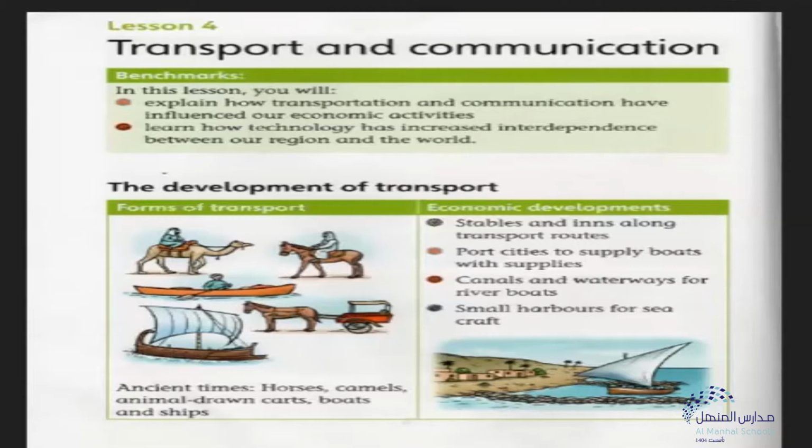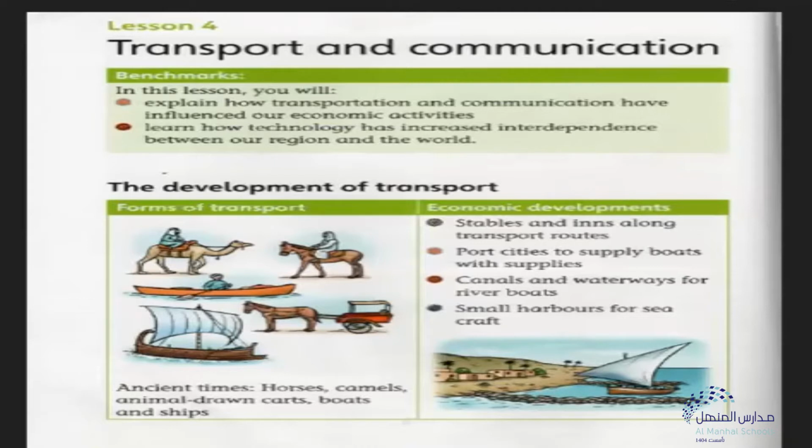So let's start. In this lesson, they're just telling you what happened then and what is now happening. This lesson is divided into three sections: transport, railway system, and communication. How did it change from then to now, from the past to the present? Let's start from page 128.